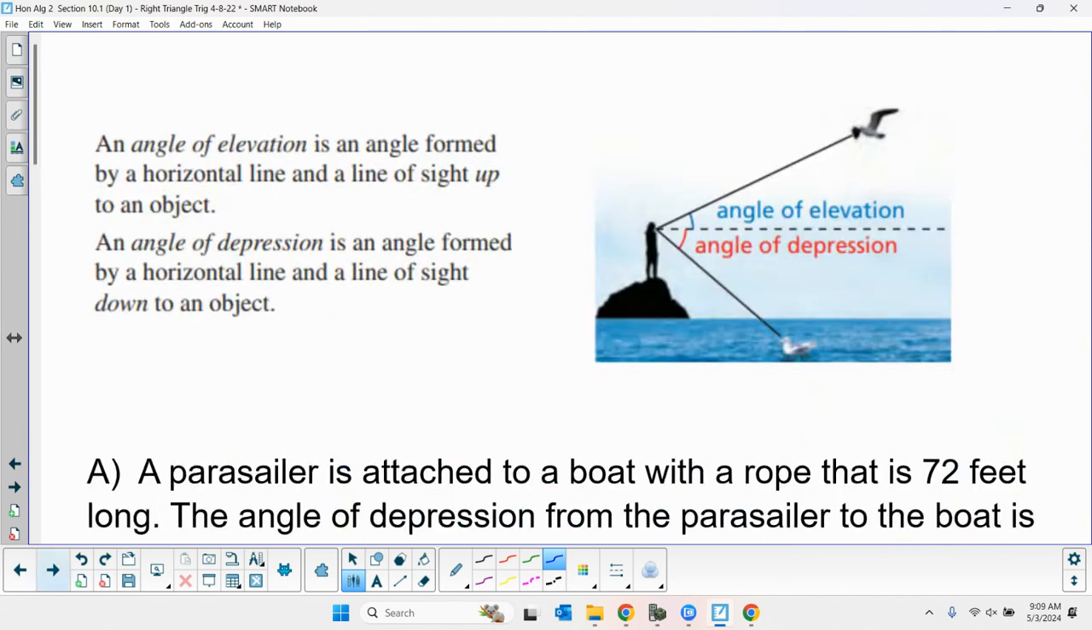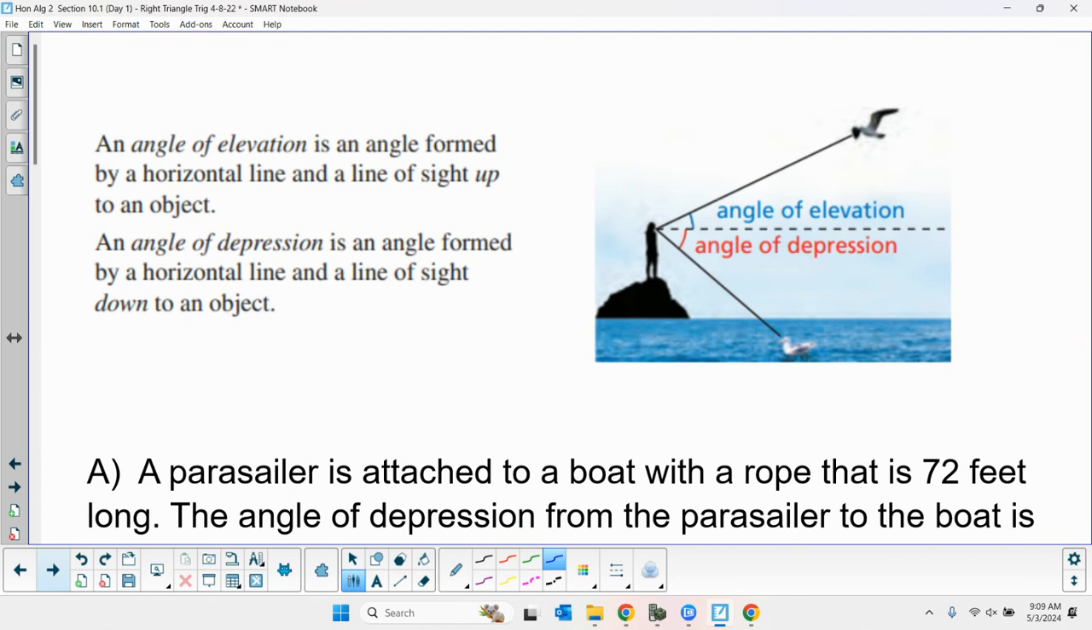You've heard this before. There's a person standing on a rock looking up at the bird. Looking up is called the what? The angle of elevation, with a horizontal. Looking down at it on the water, angle of depression. Okay?